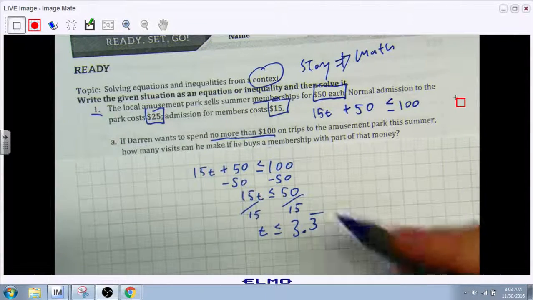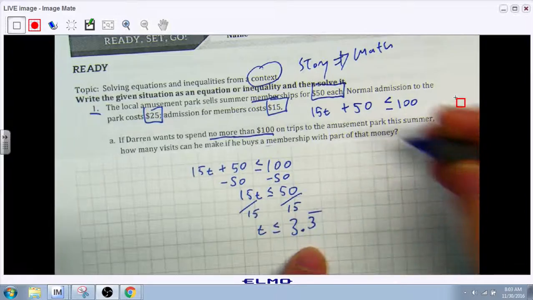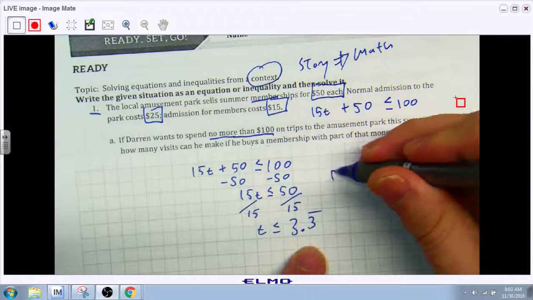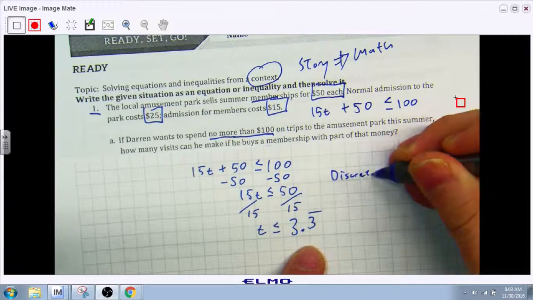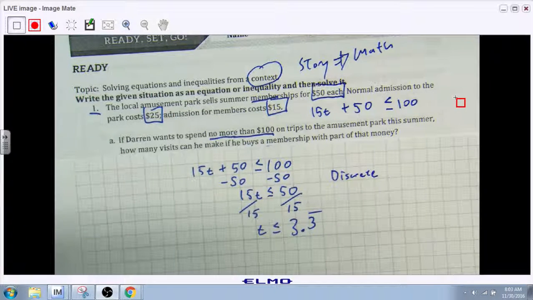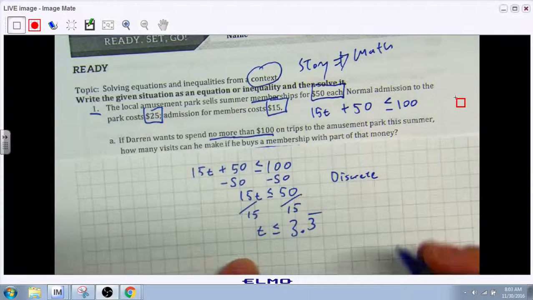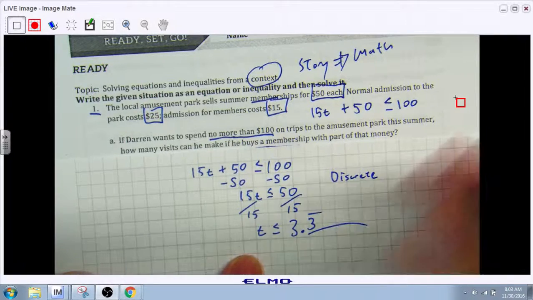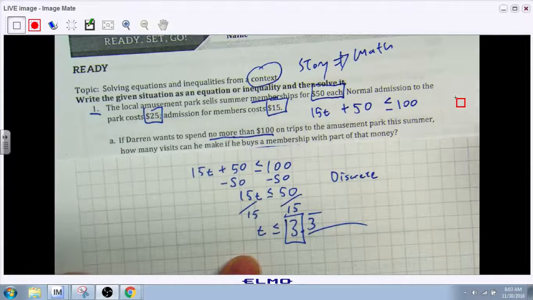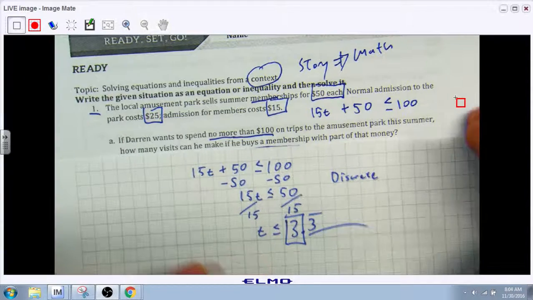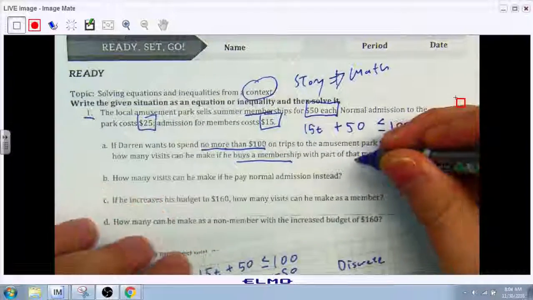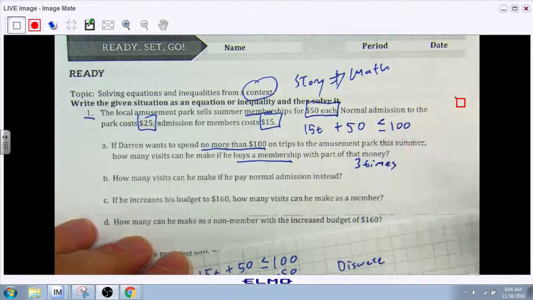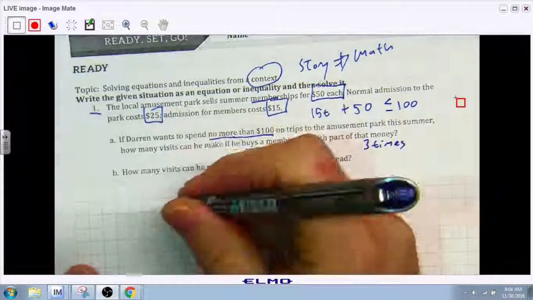And since a trip to an amusement park is going to be a discrete relationship, you can't go to an amusement park 0.3 times. That doesn't make any sense. You either go or you didn't. Since that's the relationship, we have to drop everything after that decimal and just pretend it's not there, and we can say that Darren can go a maximum of 3 times. Okay, so how many times can he make? He can go 3 times. Okay, that's A.